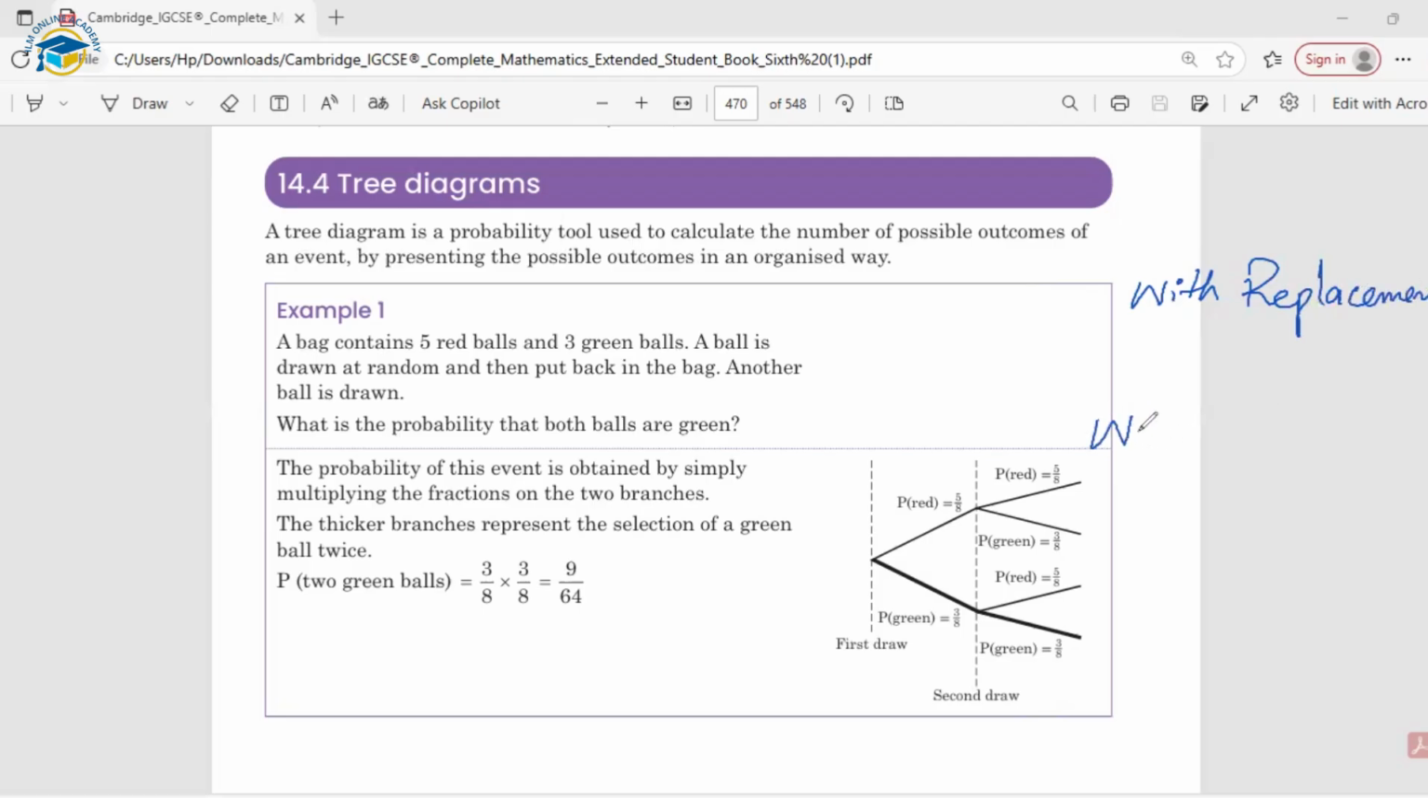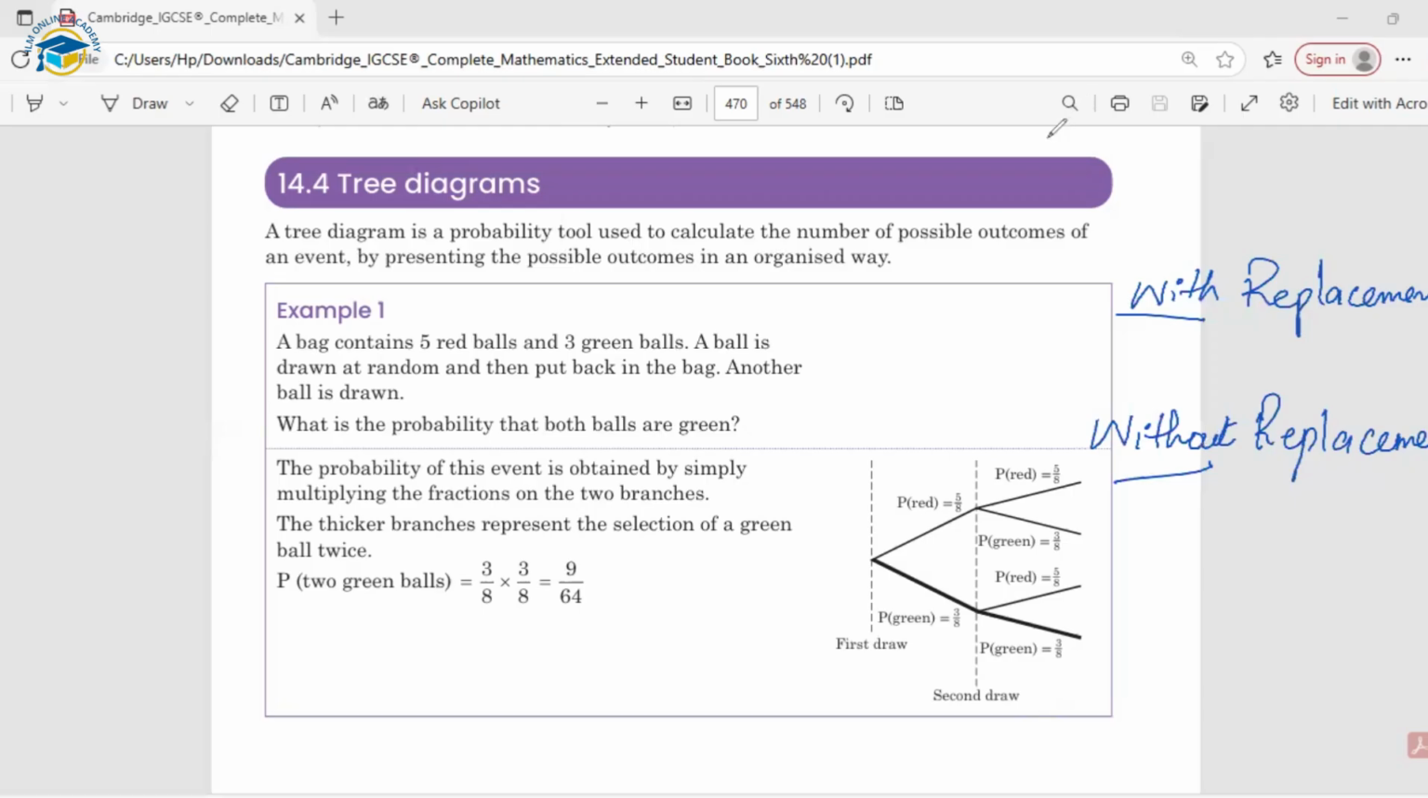and the other is without replacement. With replacement and without replacement. From the word as well, you might be clear what the meaning of with replacement is.